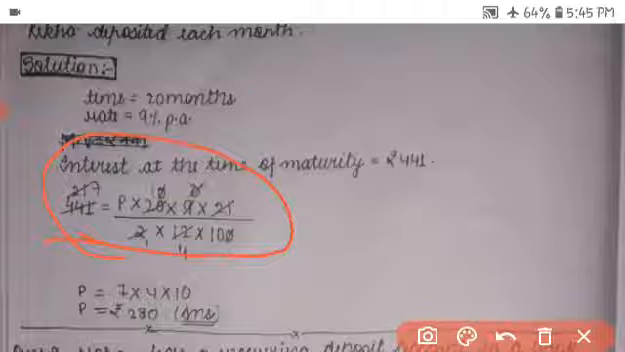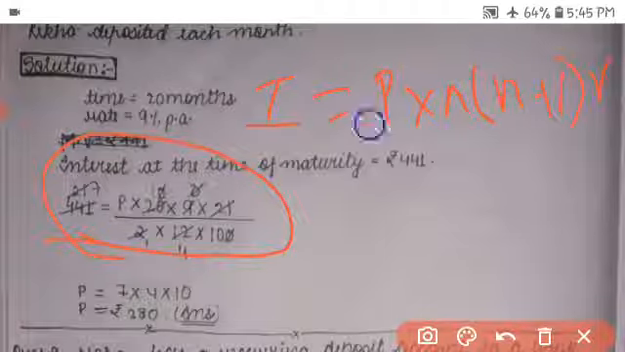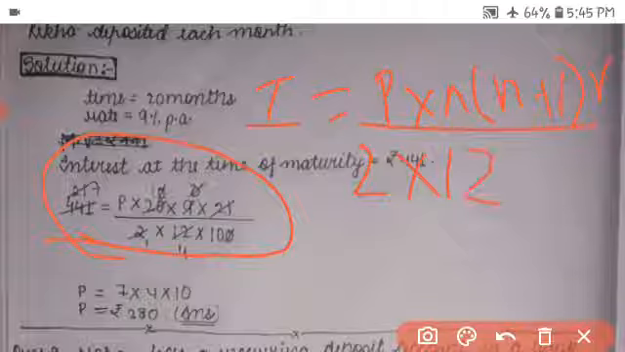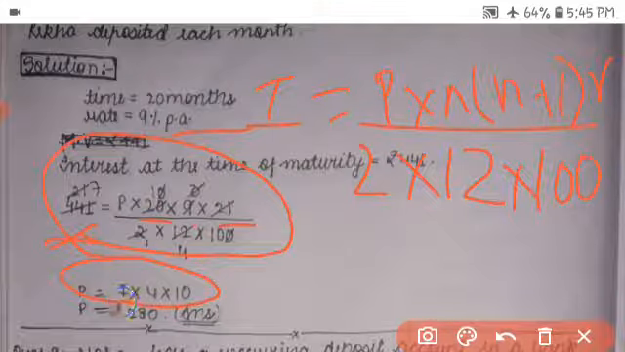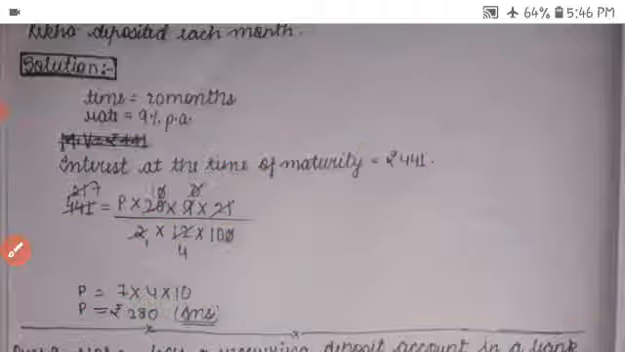Apply the formula P into (n plus 1) into R upon (2 into 12 into 100), using the formula. Now putting the values of n and R. First of all, interest 441 and 20 plus 1, 21, into 9. 9 is the rate of interest. Now cancel out the result. 7 into 4 into 10 is remaining. Now principal is equal to rupees 280. Principal equal to rupees 280 is the answer.